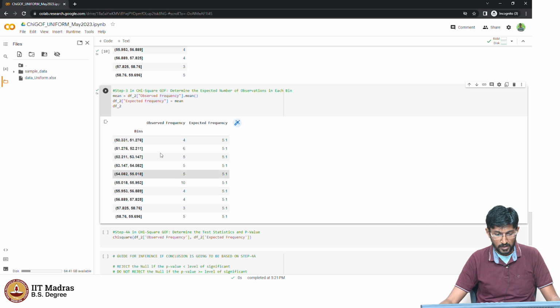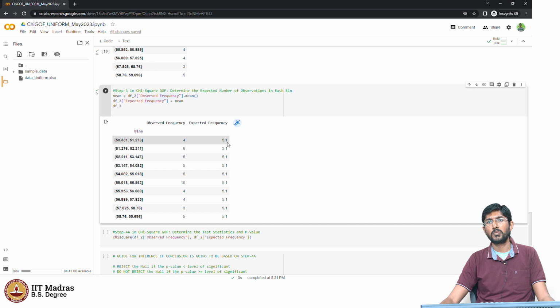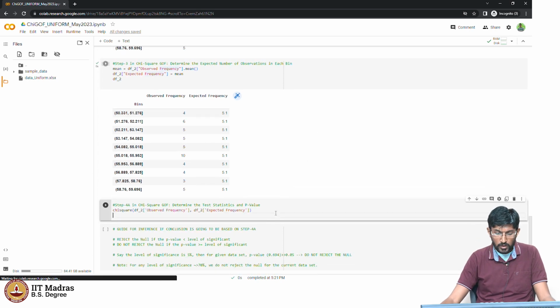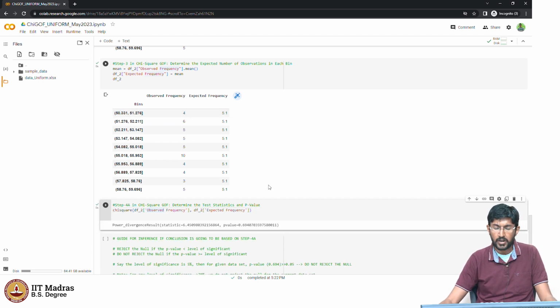So that is going to be the expected frequency in each of these bins. So now I have created my probability table, my frequency table. I have got different bins, and for each of these bins I have got an observed frequency and expected frequency. Now all I have to do is perform the chi-squared goodness of fit test. So I will use this command known as chi-squared, and I would feed the observed frequency and expected frequency into this, and I would run it.